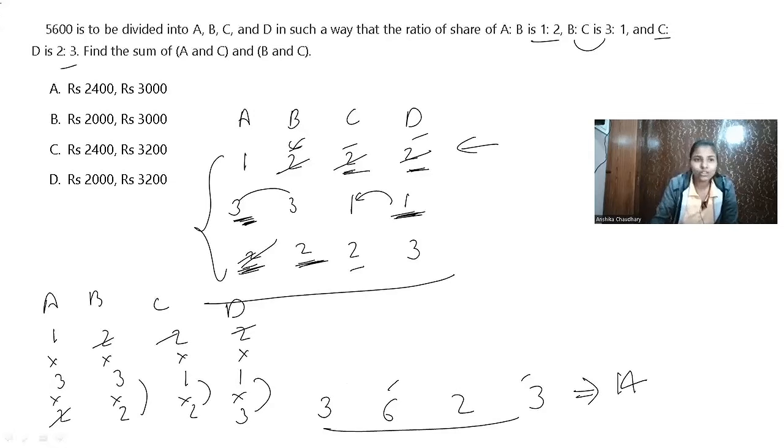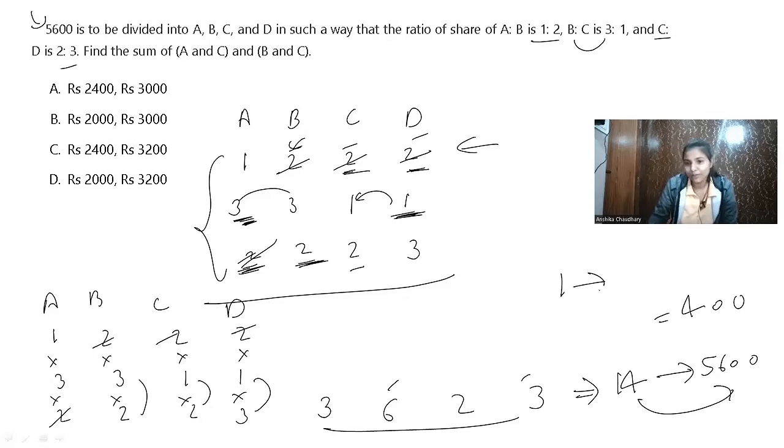But in the question we are given that 5,600 is the sum. So this will be equal to 5,600. Now we have to multiply it. So what will we get? We will get 400. So 1 unit is equal to 400. So what we will do, we have to find out the sum of A and C.